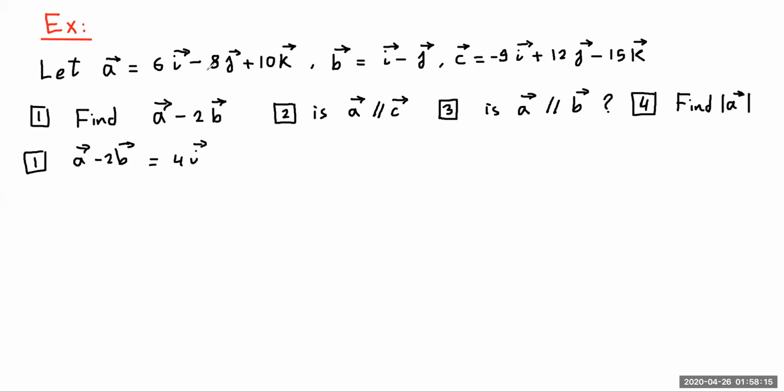And minus 8, minus, so plus 2j, so minus 6j plus 10k.